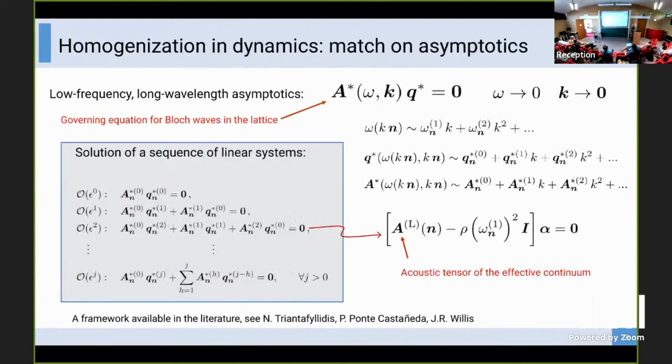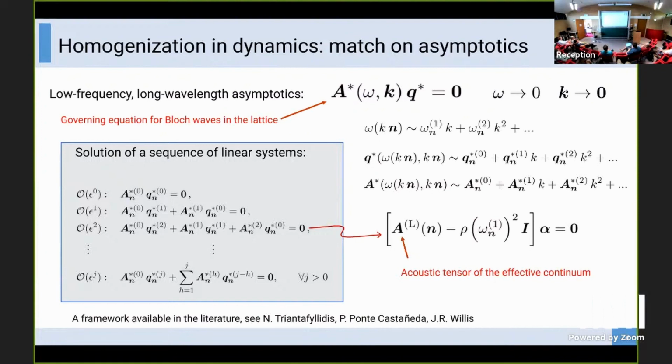In dynamics, the homogenization scheme is completely different. It's based on a matching of asymptotics of the governing equation for Bloch waves in the lattice, so this eigenvalue problem, A star Q star equal to 0. We consider the low frequency, long wavelength asymptotics of these equations when omega and K go to 0. So we expand both A star and Q star and replace them in this equation, which, since it is an identity, must be satisfied at every order. So we obtain a sequence of linear systems that can be solved one after the other.